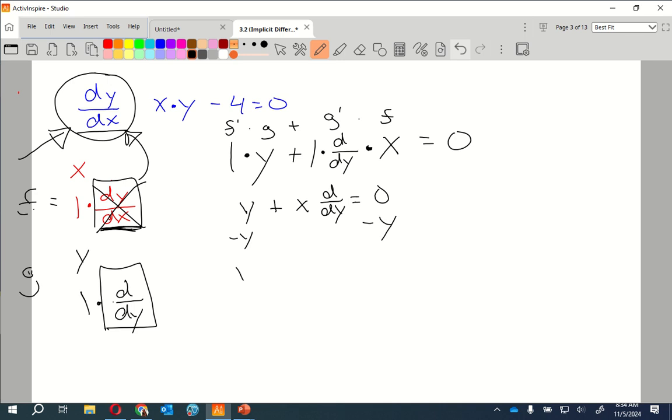So I get x dy dx, and then divide by x. So there's my derivative.